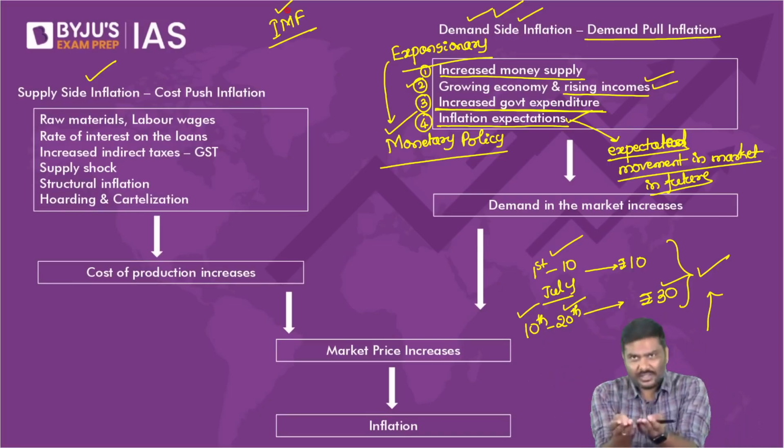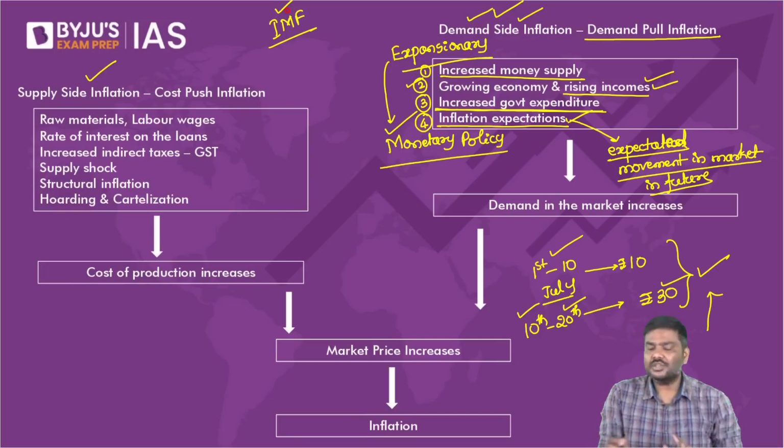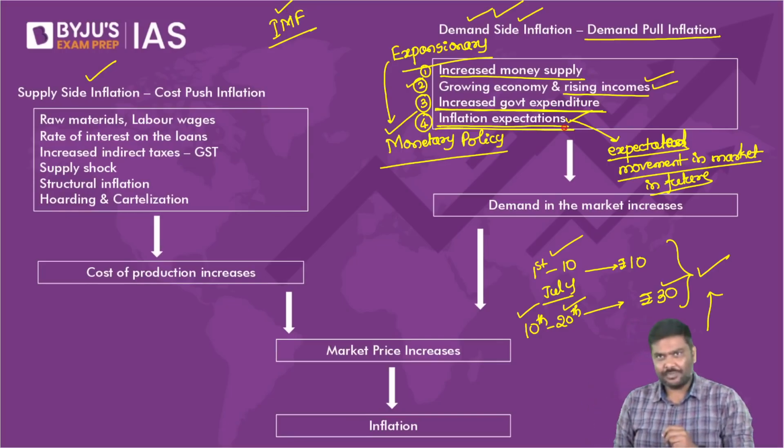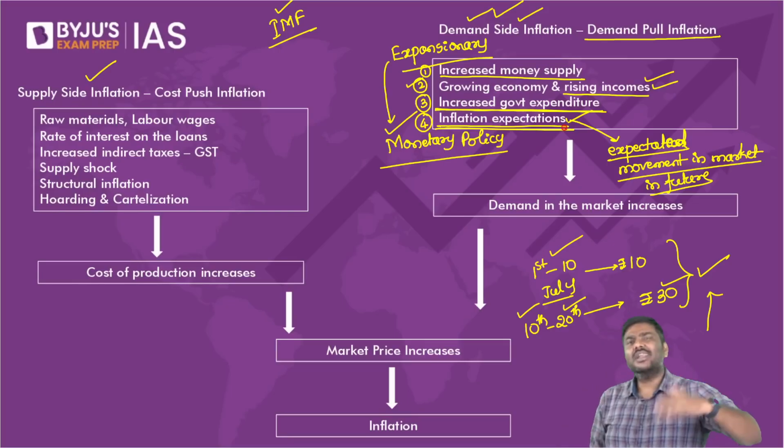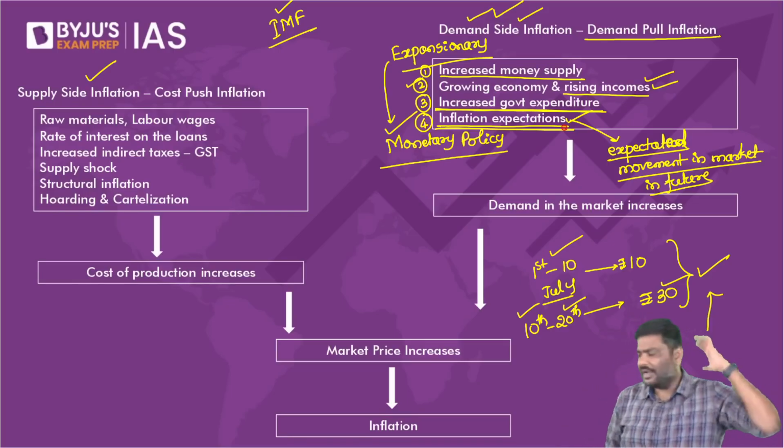Now have a look at this. Tell me whether this makes sense to you regarding inflation expectation. The government of India banned certain types of rice varieties from being exported from India.